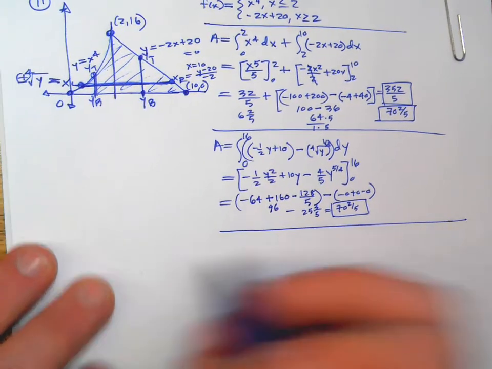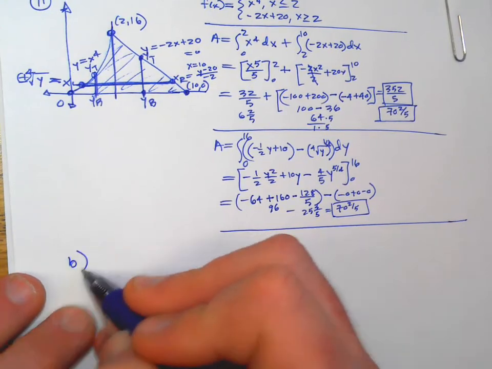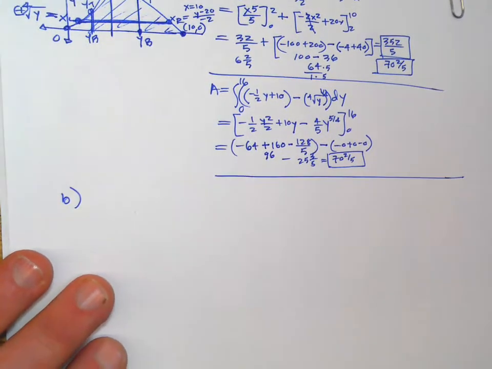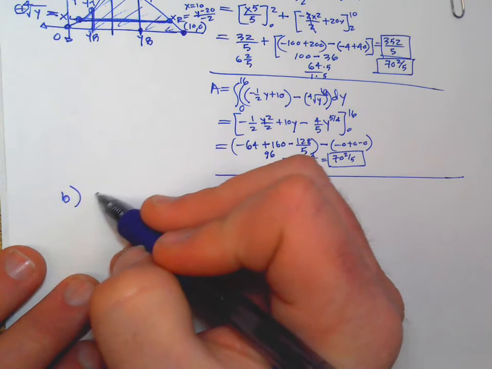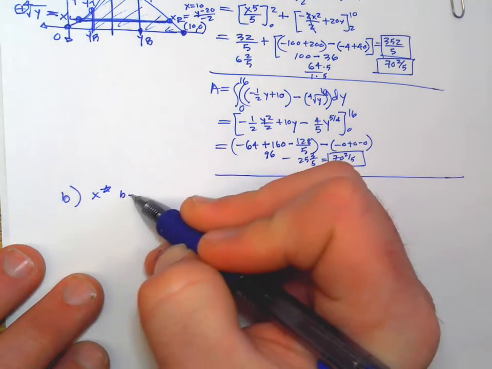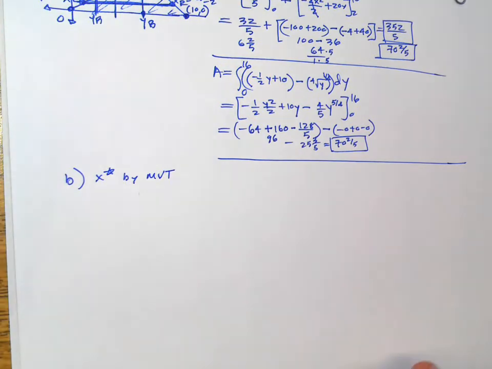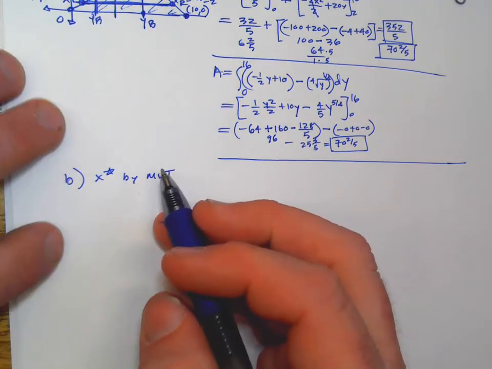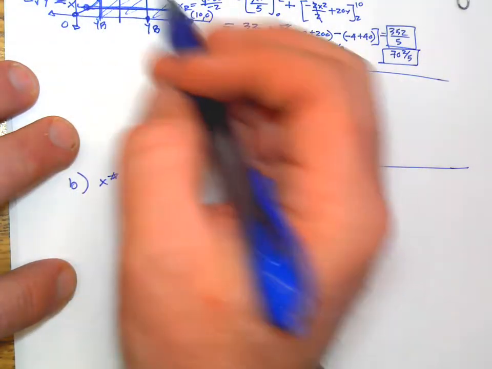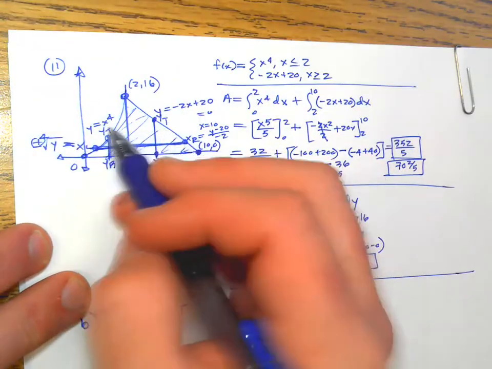Now part B, this is where a lot of people struggle. Part B says find all the values of x star guaranteed by mean value theorem. So they're not asking for the mean value, but you need to find the mean value to find these guaranteed places. So the mean value should be somewhere between 0 and 16 to make sense. It's the average height of this whole curve.